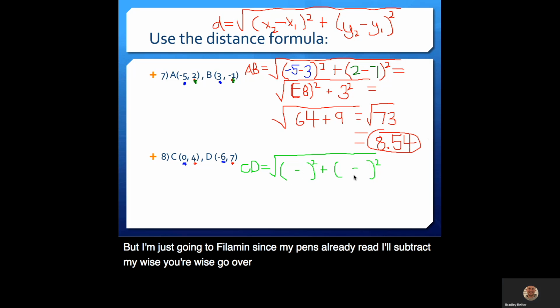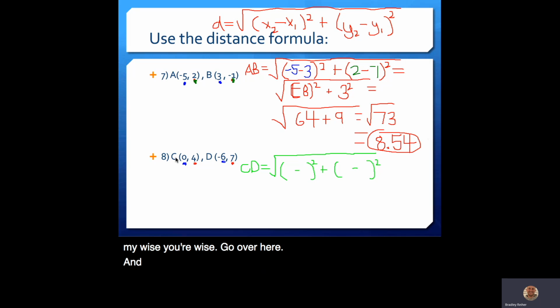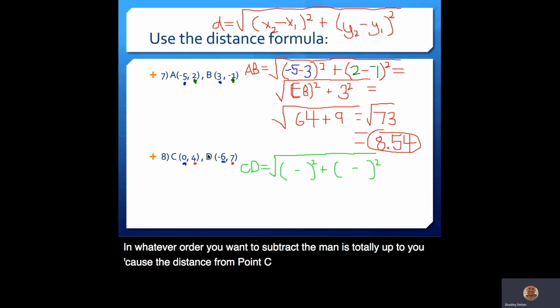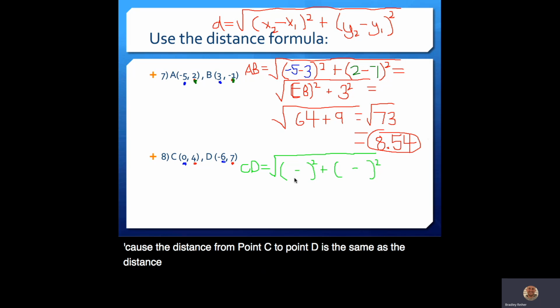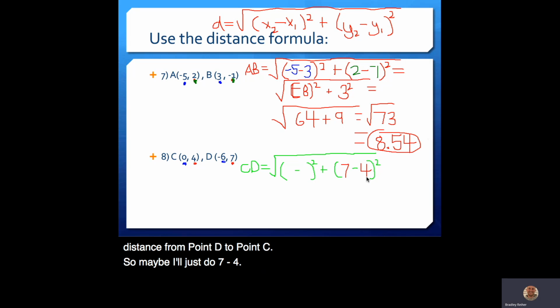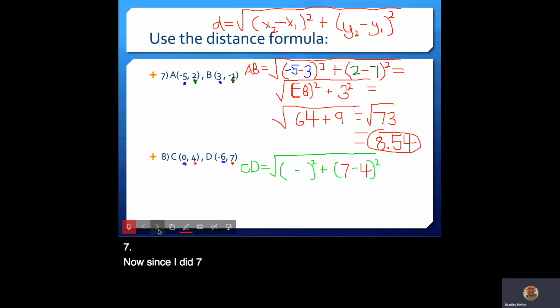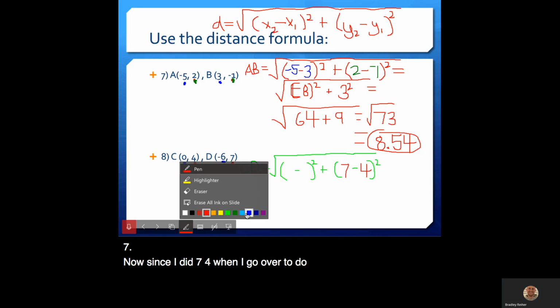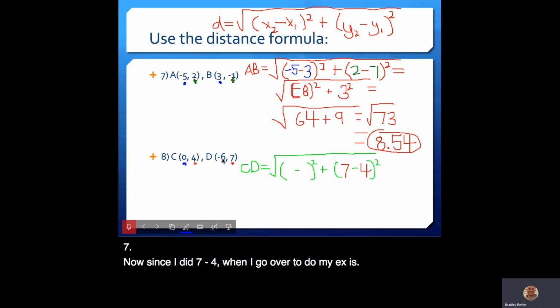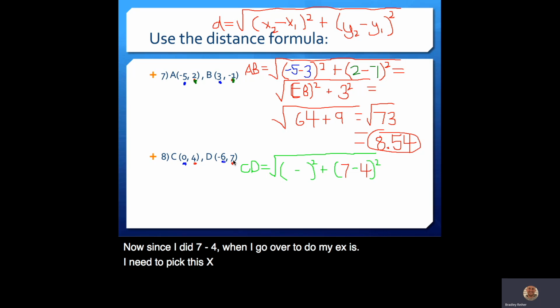In whatever order you want to subtract them in is totally up to you, because the distance from point C to point D is the same as the distance from point D to point C. So maybe I'll just do 7 minus 4, because I think that's probably easier for you to do in your head than 4 minus 7. Now, since I did 7 minus 4, when I go over to do my x's, I need to pick this x that came from the ordered pair where that first y came from. So I need to do -6 minus 0.